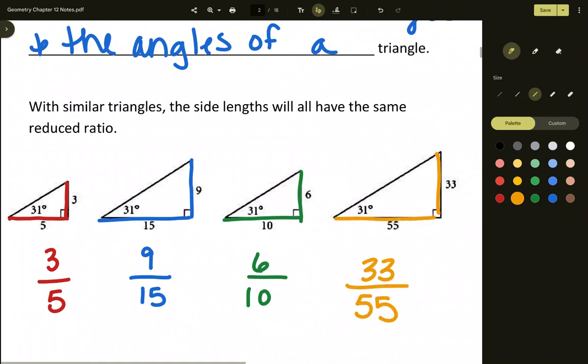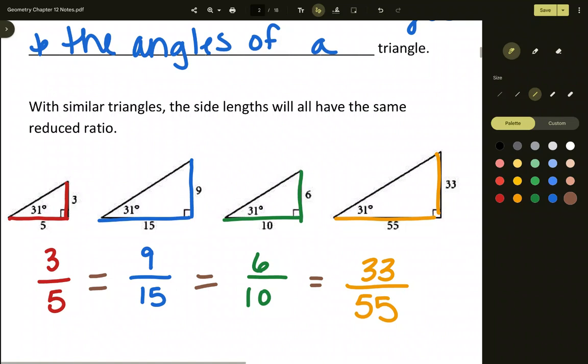Now these are all similar triangles because of the AA similarity conjecture. All of them have a 90-degree corner, and they all have a 31-degree angle. And whenever you have two congruent angles, it automatically means all three are congruent. And with that, we have 4 similar triangles here. So if I were to take this 3/5 and simplify it, that one is already simplified. If I were to simplify these other fractions, 9/15 reduced would equal 3/5, 6/10 reduced would equal 3/5, and 33 out of 55 reduced would equal 3/5. So all of these ratios are going to be the exact same.